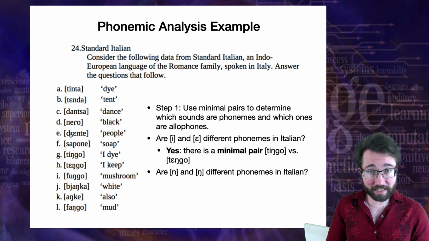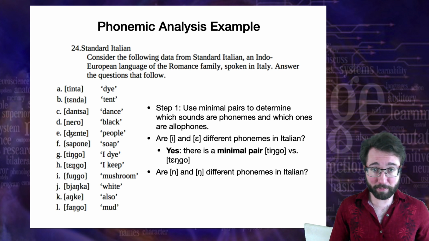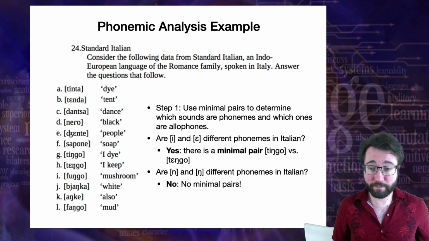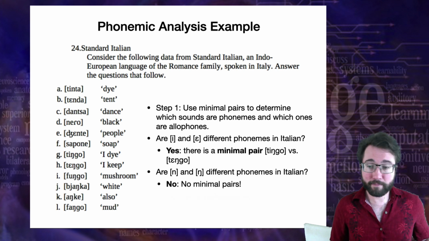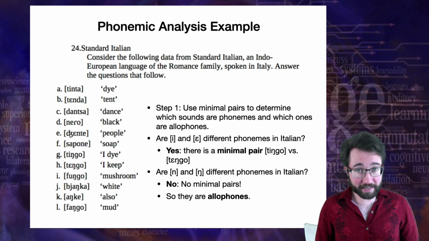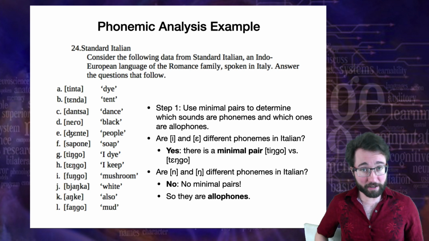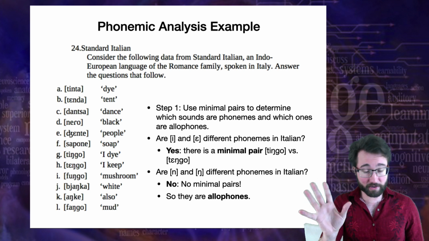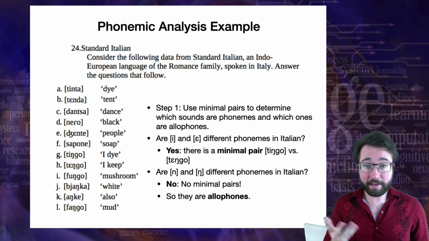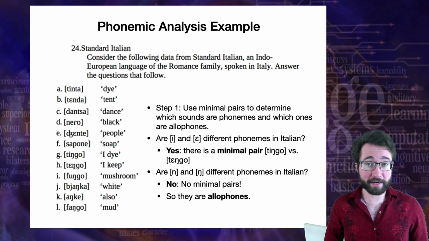And you can keep on looking, and you won't find a minimal pair for these two sounds in Italian. We conclude that these two sounds are not contrastive. In fact, they are allophones of the same underlying phoneme. Now, this is different from English. Remember, in English, these are actually contrastive. In Italian, given this data, they're not contrastive.